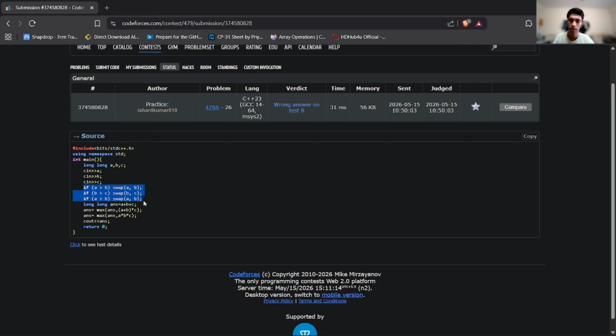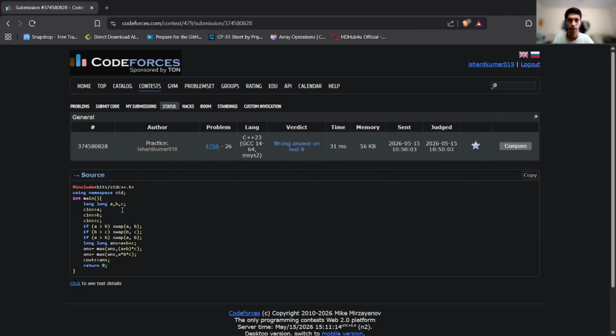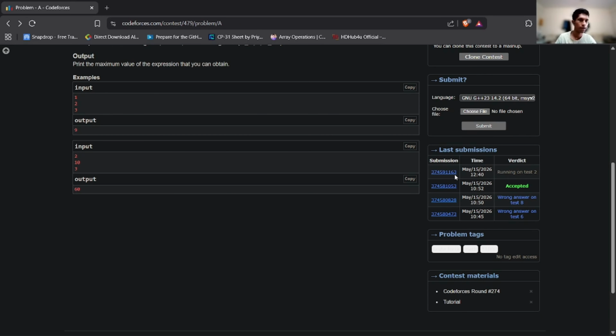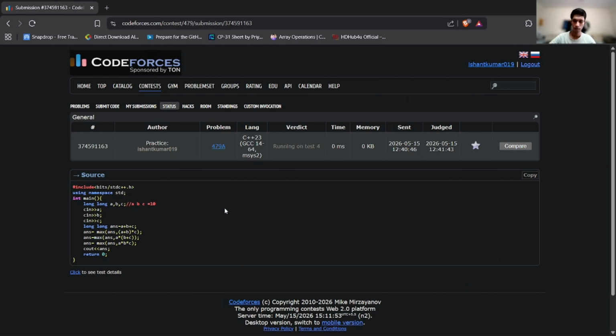Because after swapping we'll get only three cases. We'll have to compare out of only three cases. This one, and this one. One case will be eliminated because we have already swapped. So if we put this C with B or A with B, the answer should be the same. But I was getting wrong answer at test 8 because the question itself mentioned that we do not have to swap the integers. You are not allowed. Let's see if our solution is selected.